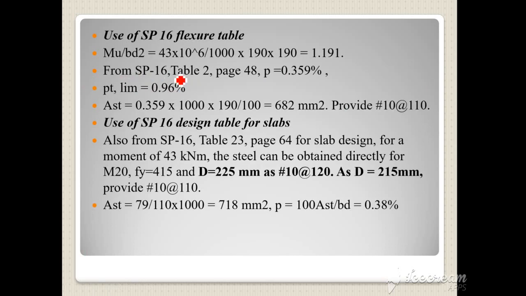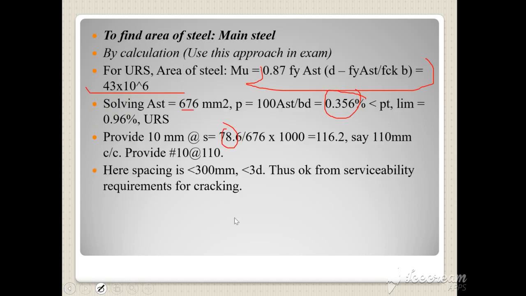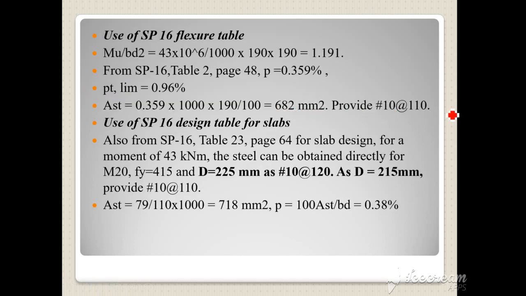Now, we use the SP16 flexure table, where we calculate the coefficient Mu upon bd square. Based on this, from Table 2 of SP16, page 48, pt we are getting 0.359. The pt limiting for an under-reinforced section is 0.96%. So Ast based on this is nearly the same reinforcement we got in the calculation, 676, and here we are getting 682. So as per the spacing, we are providing 10 mm at 110 center.